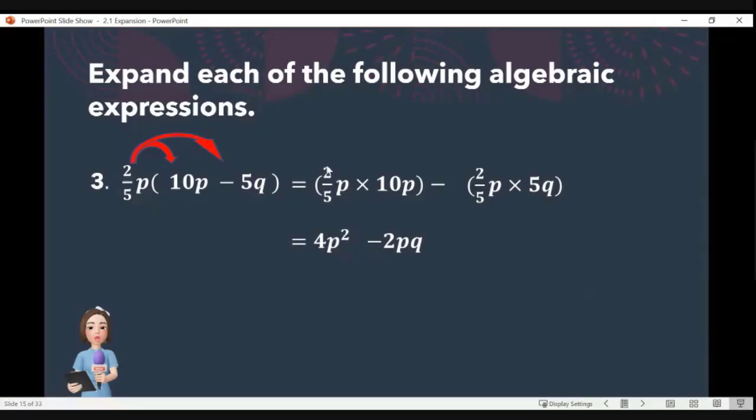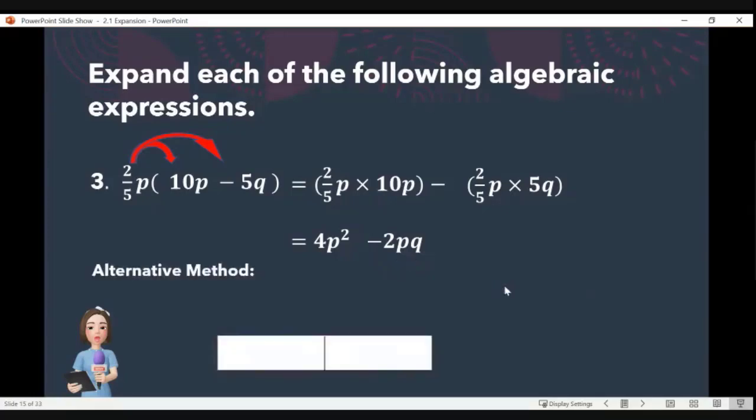205 times 10: multiply the number with the number, and the variables with the variables. Numbers you can multiply using your calculator, because your calculator cannot multiply variables, right? Cannot press the ABCD. So P times P is P square, and 205 times 10 is 4. For this one, 205 times 5 is 2PQ. PQ are different letters, so just write them separately, PQ.